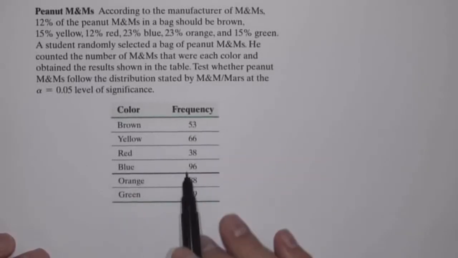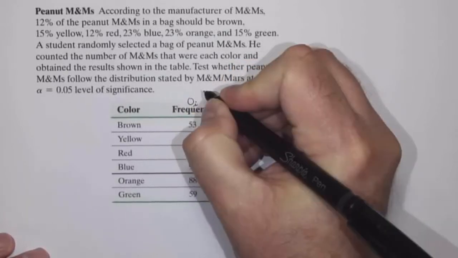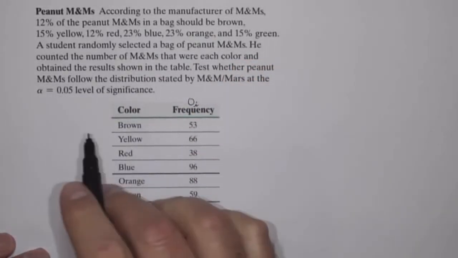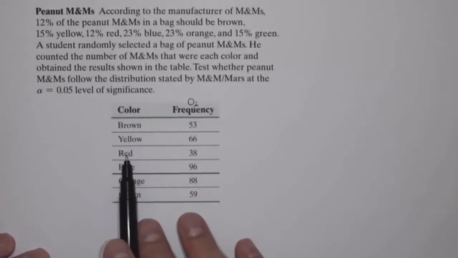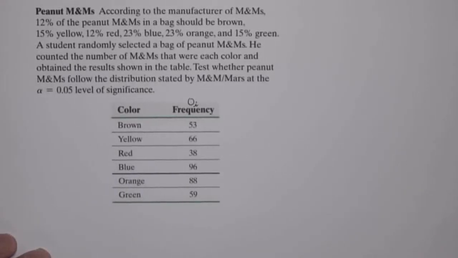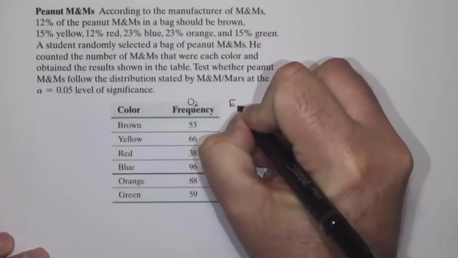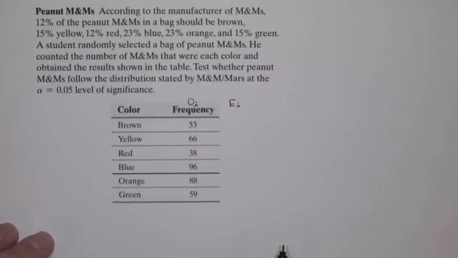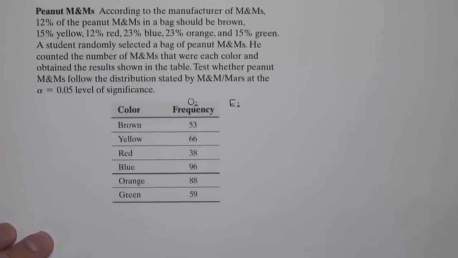So what we have right here in this column of data is the O sub i's. These are the observed results from the student's data. So this is category 1, category 2, category 3, 4, 5, and 6. So we have 6 categories here. What we have to figure out is the E sub i. So we have to figure out how many of each color should be expected. And is what we observed different enough from what is expected to say that the expected is incorrect?